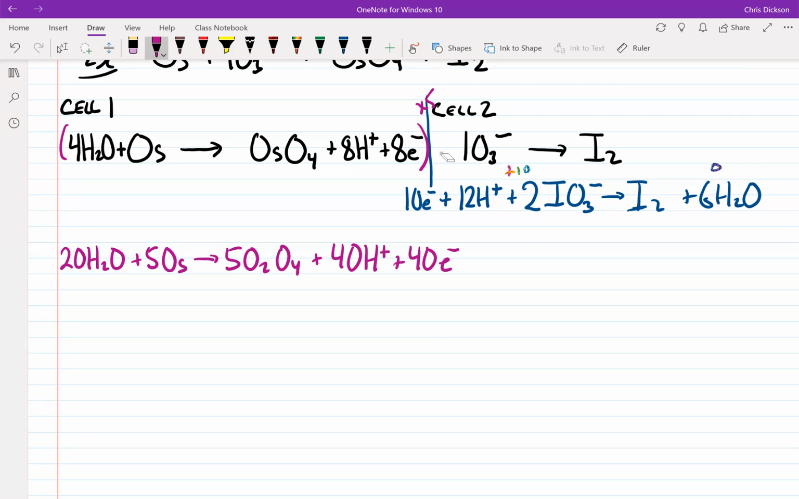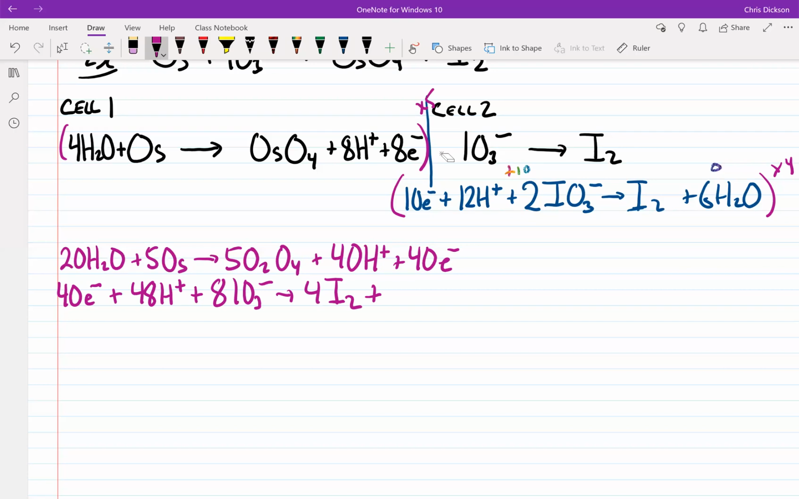Okay. And then this reaction, I'm going to times that one by 4, because I need to get 40 electrons here. So times it by 4, 4 times 10 would be 40 electrons, plus 4 times 12 would be 48 H pluses, plus 2 times 4 is 8 IO3 minus, going to form 4 I2 plus 4 times 6 is 24 waters.